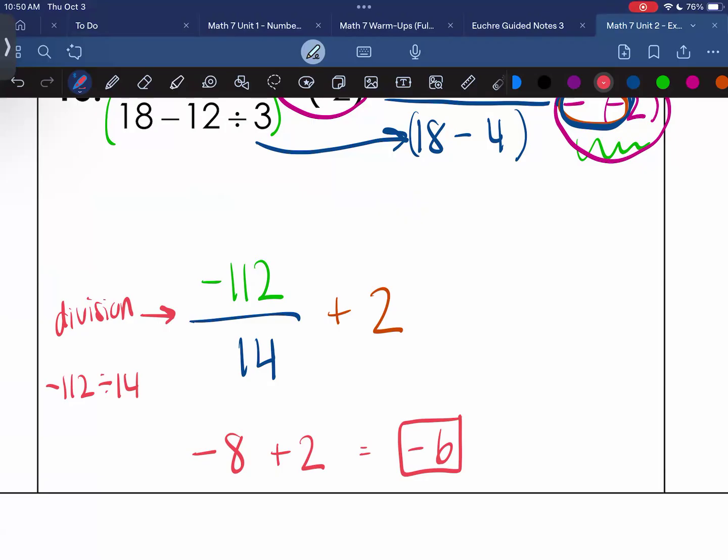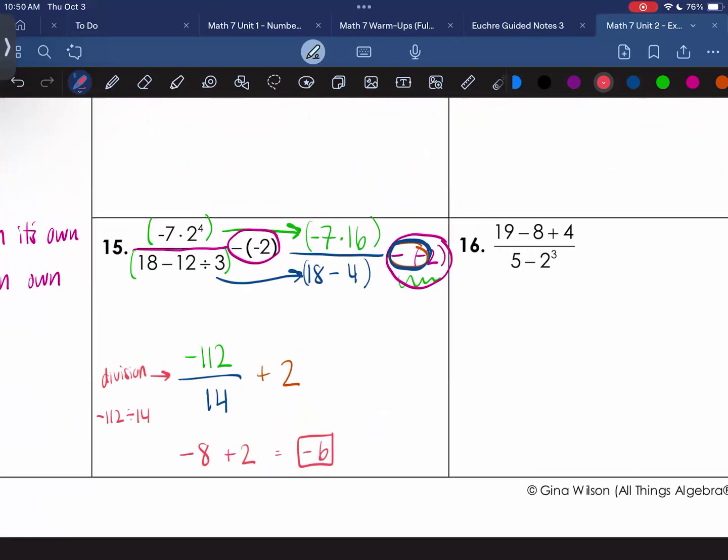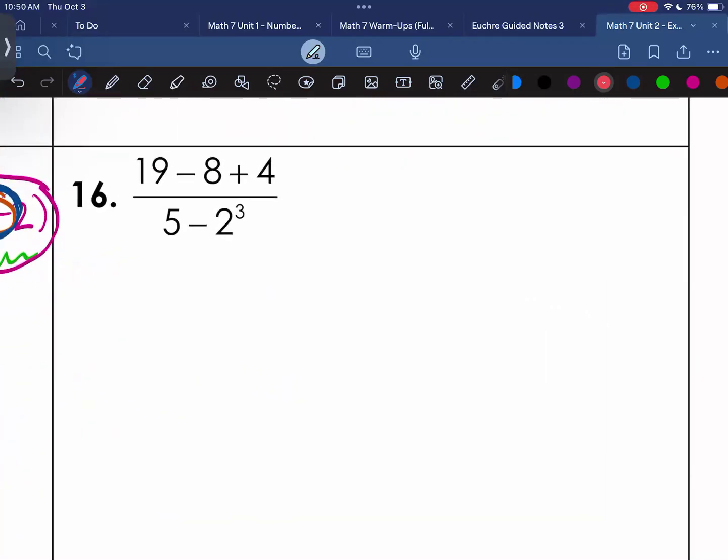Okay, you should have paused the video and gotten an answer for number 16. We're going to go ahead and go over it together. So remember, let's do the top part first. We have 19 minus 8, which will get us 11. On bottom, our first step is the exponent, right? So I have 5 minus my exponent. You're going to do 2 times 2 times 2. You'll get 8.